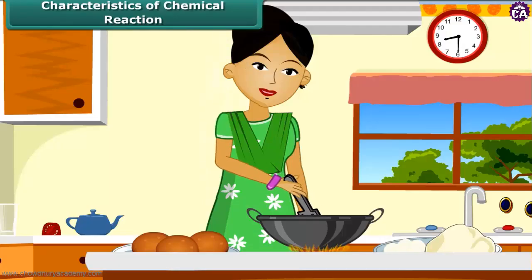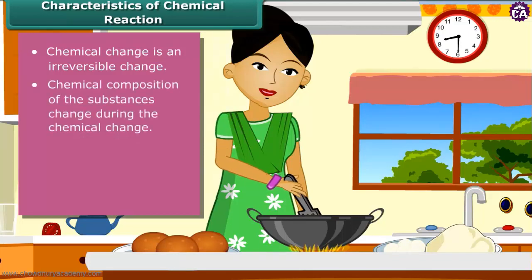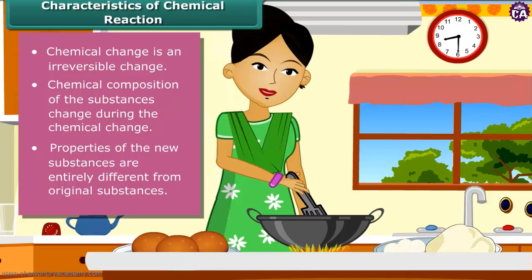Characteristics of chemical reaction. You must have seen your mother making puris from the dough of wheat flour. Can you get back the dough from puri? No. This chemical change cannot be reversed by physical means.